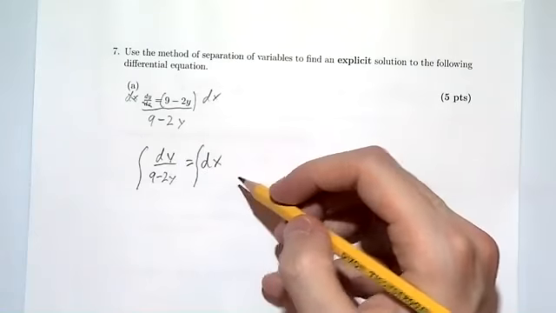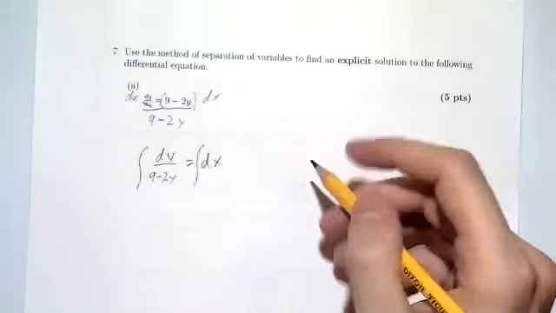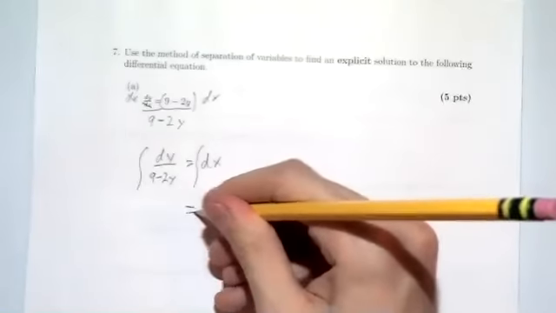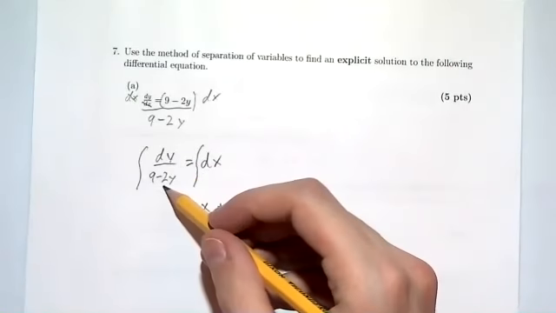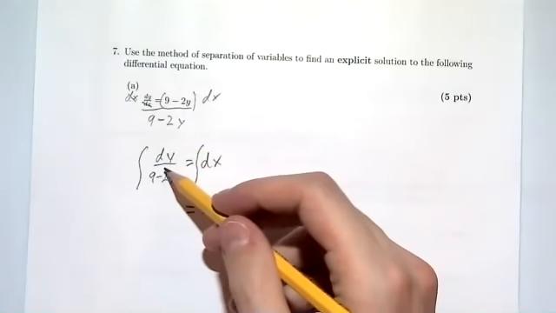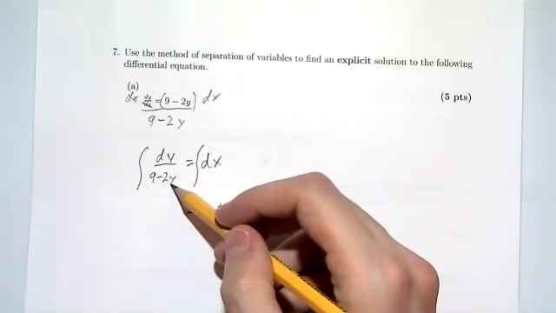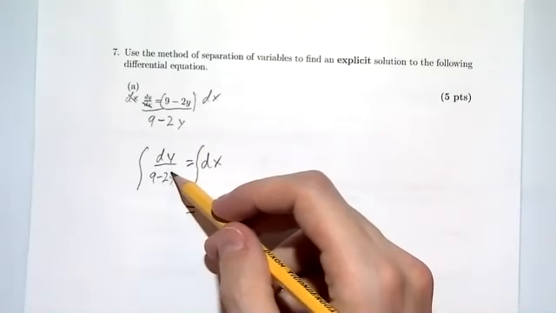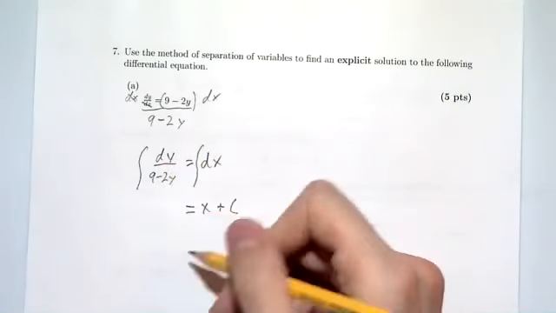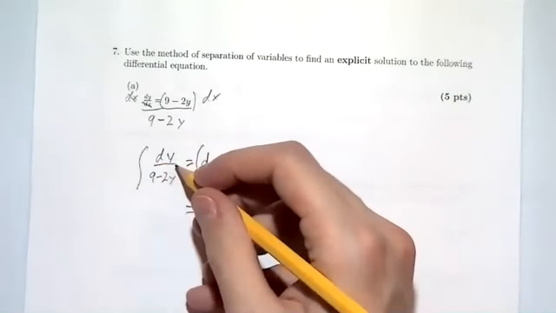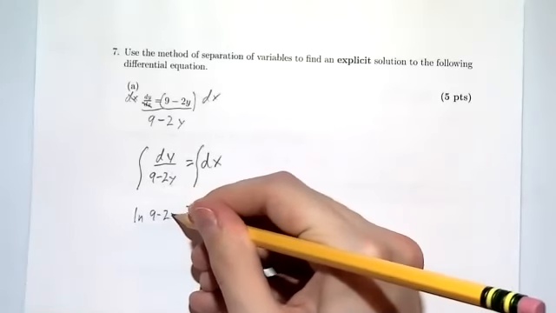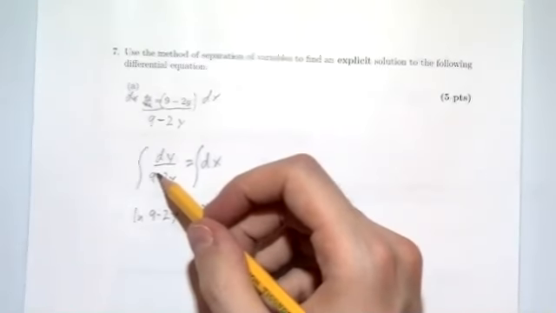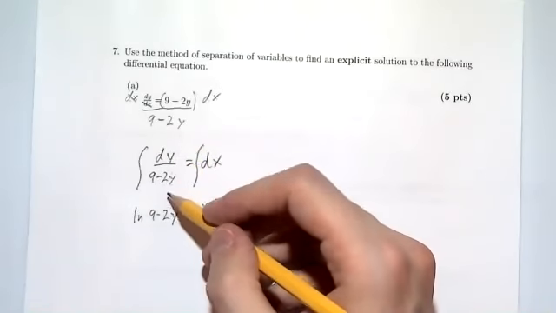So this is the easy one. Integral of dx is just x. So you get x, and then you do your plus c. Always do your plus c on the side with the x. And then here we have a 1 over linear function. So this will actually be a natural log for the integral. So we know that the bottom stays the same as the inside. So natural log of 9 minus 2y. You could also do u substitution on this as well, if that helps.